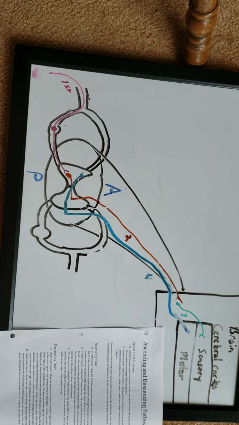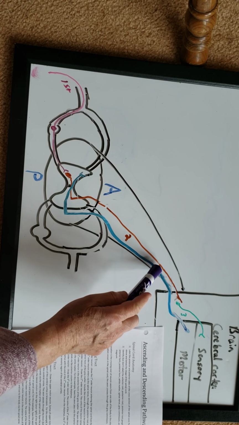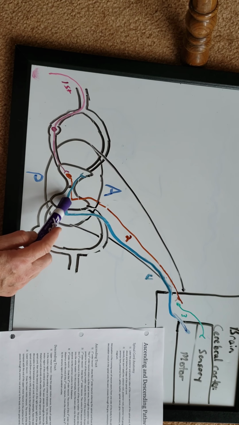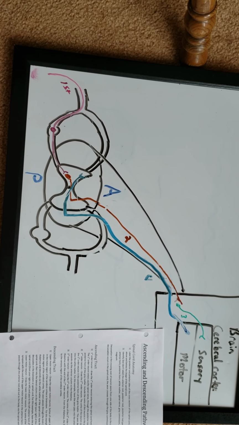The upper motor neuron begins in the motor region of the cerebral cortex, passes through the white matter, descending the spinal cord. It decussates in the spinal cord, and it ends in the anterior horn of the gray matter.